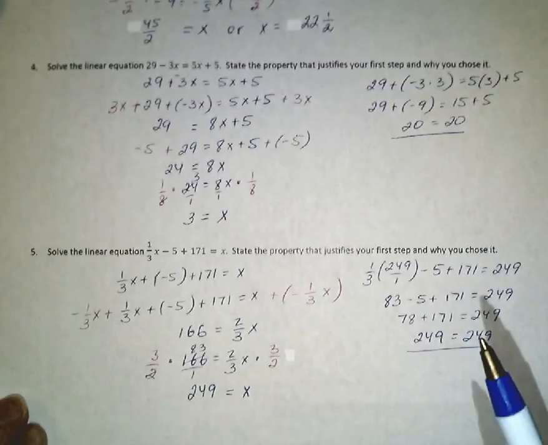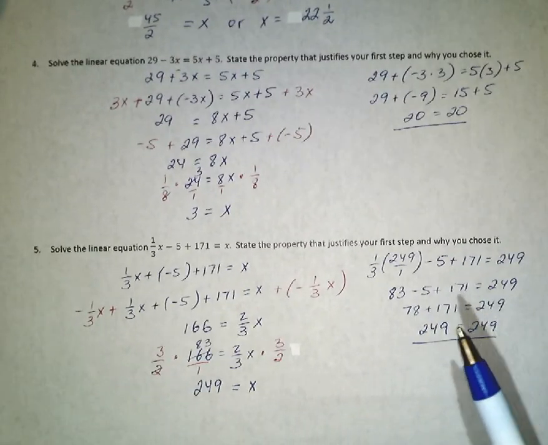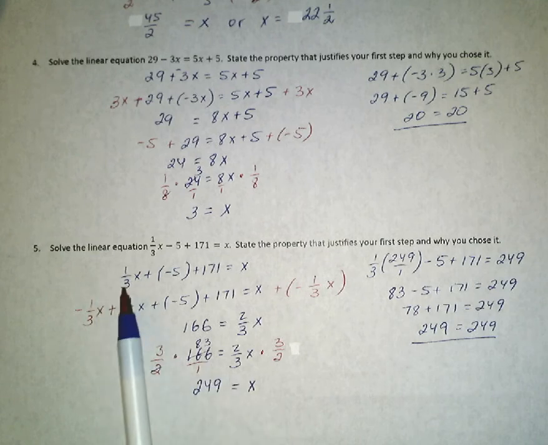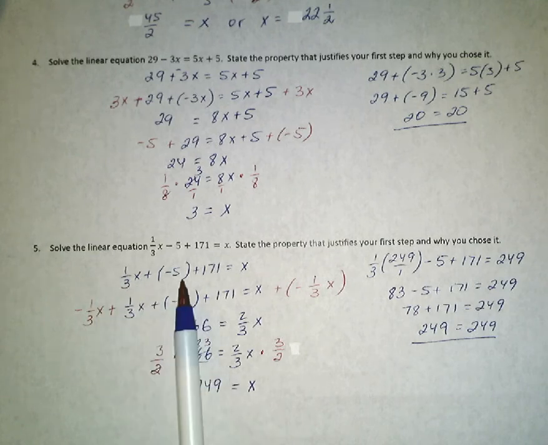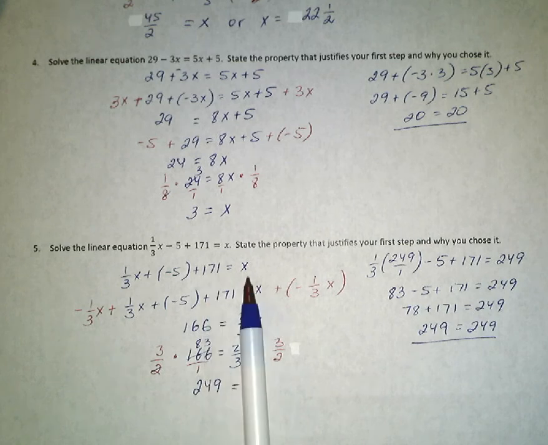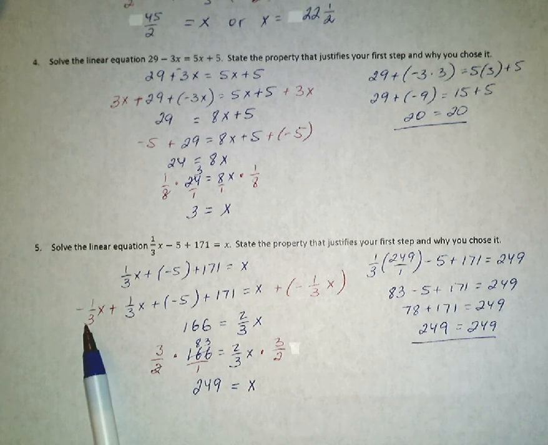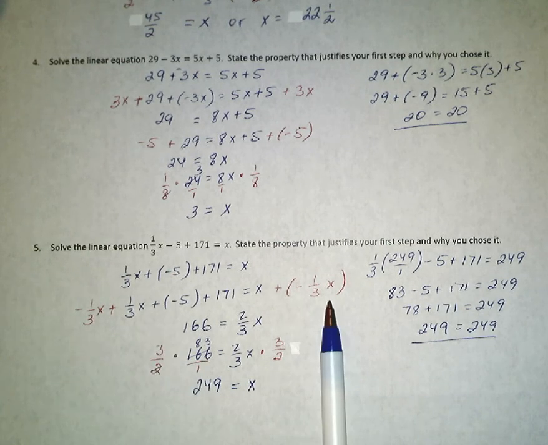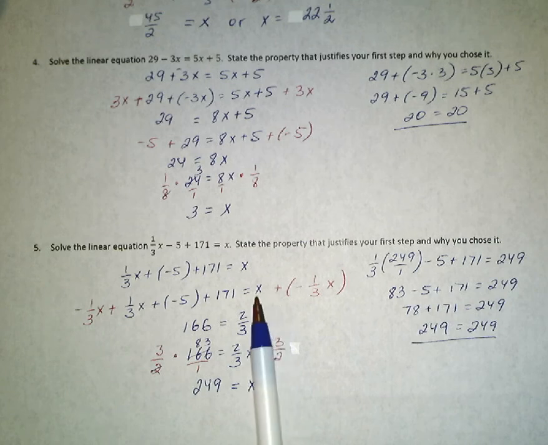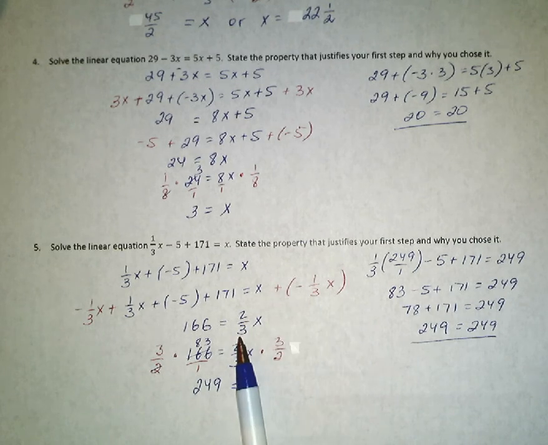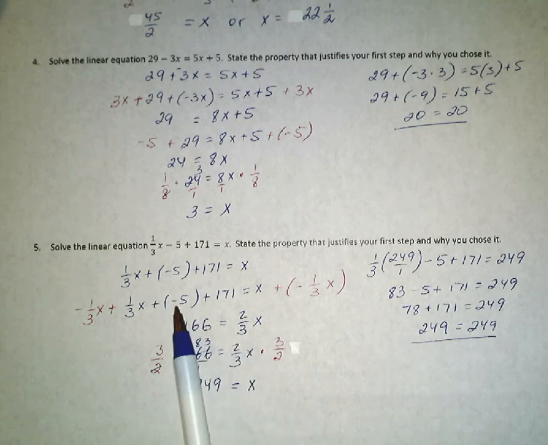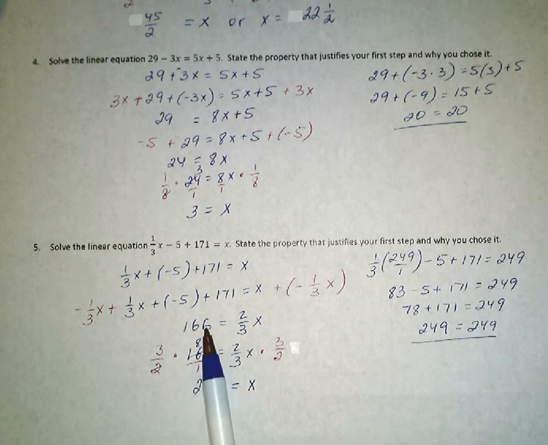And then the last one, number 5. So here you have 1/3 x plus negative 5 plus 171 equals x. So what I did, I moved 1/3 x by adding negative 1/3 x to both sides. And so when I subtract x and 1/3 x, I got 2/3 x. And then I simplified negative 5 plus 171 equals 166.